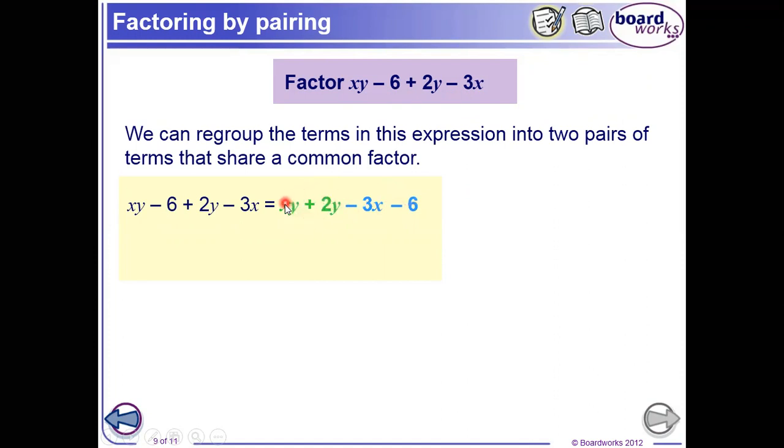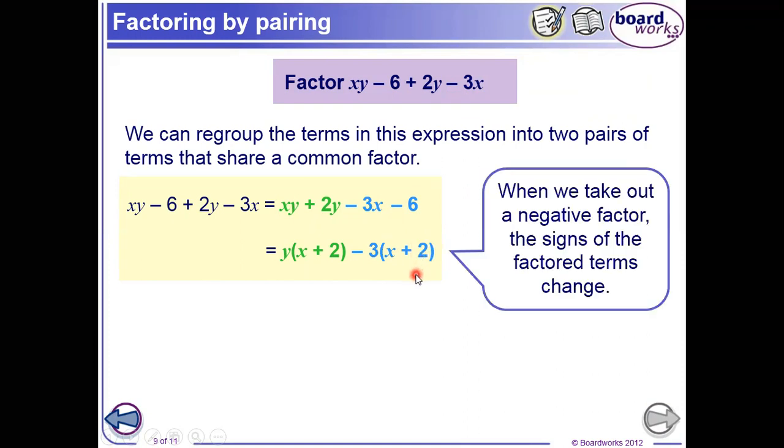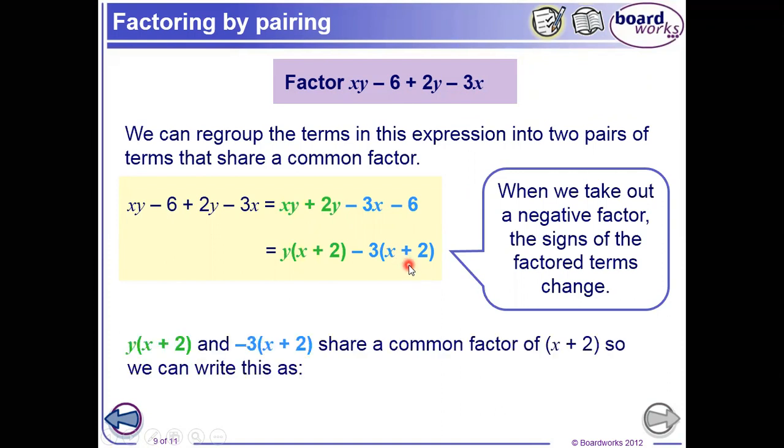So the common factor between these two in green is y, and the common factor between these two in blue is negative 3. So when we factor that out, we end up with y. I'm going to factor y from these two, remain with x plus 2 in brackets. If I factor out negative 3 from these two, I remain with x plus 2 in brackets. So since I've factored out a negative, what is inside the bracket, they are all positive numbers. So you can see how the change in sign has occurred here.